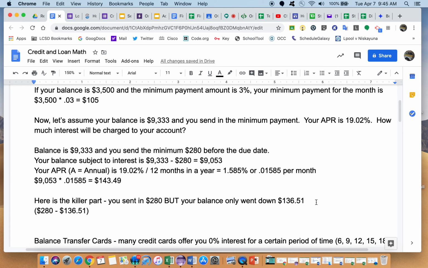So again, the lesson here is to A, pay off the whole balance if you can. That would be zero interest charged. B, pay off as much as you can, more than the minimum. Now, if you're caught in this cycle, what can you do?